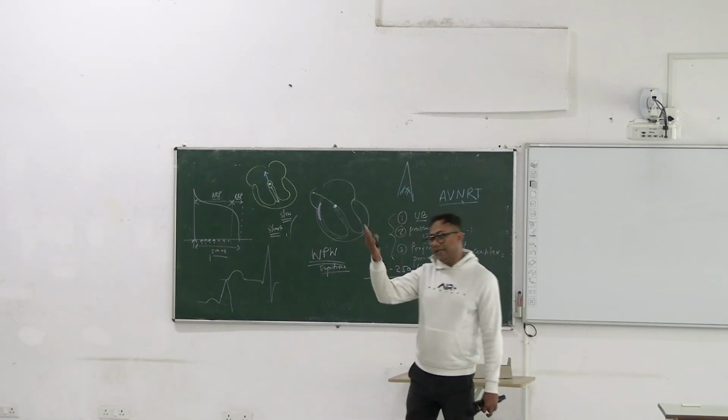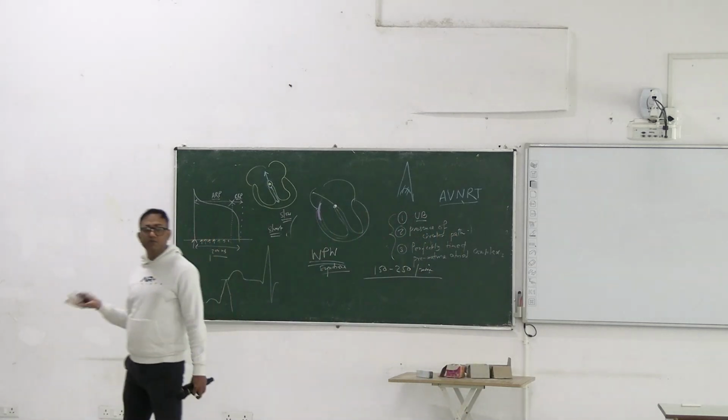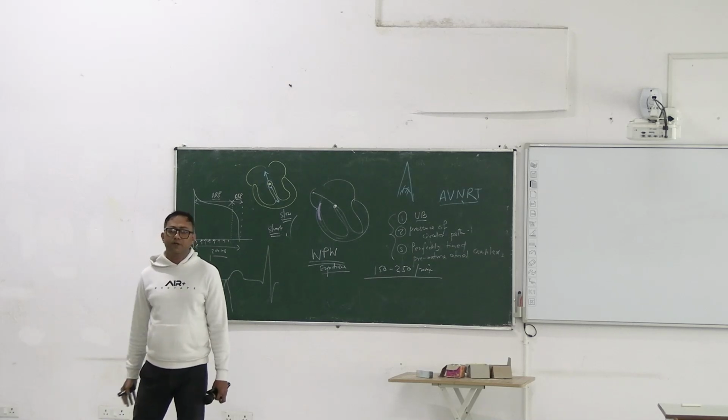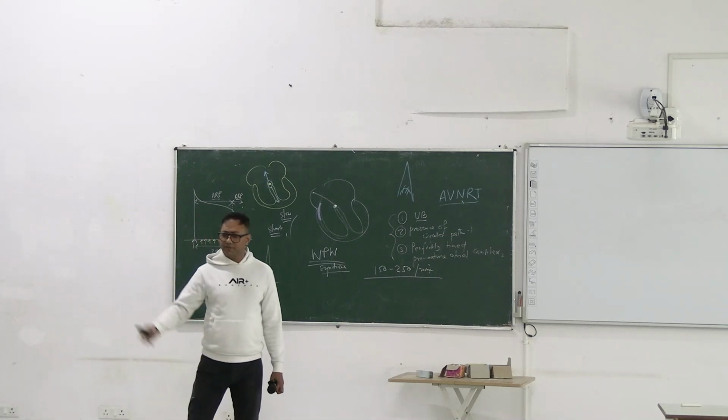And if the Kent fiber is present and there are no changes in ECG or the patient is not having any problem, we call it concealed WPW syndrome. Okay, if it is concealed WPW, you need to follow up the patient. You need to perform ECG every 6 months or every 3 months.